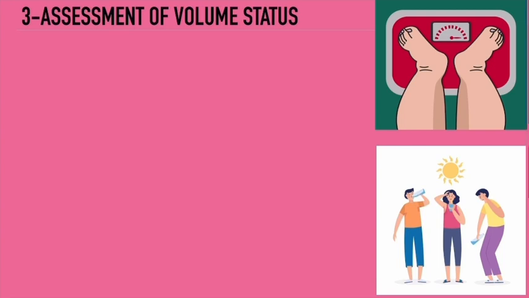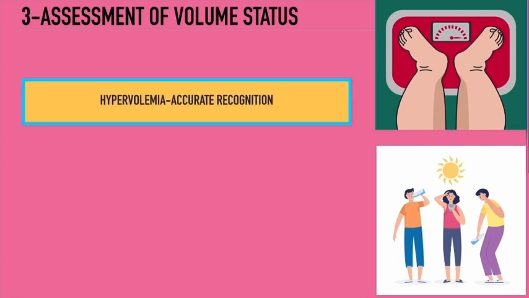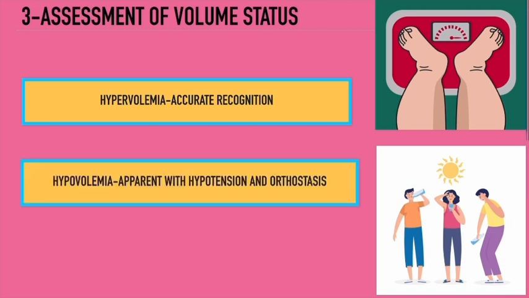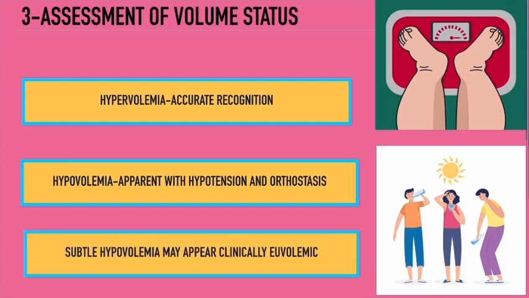And the third question is assessment of volume status. Based on the volume status, patients are divided into hypervolemic, euvolemic, and hypovolemic. Hypervolemia is very evident in physical examination. We can see pedal edema, raised JVP, ascites, etc. And severe hypovolemia is also evident with hypotension, orthostatic hypotension or tachycardia. But it is very difficult to differentiate subtle hypovolemia from clinical euvolemia. So this is an important step in clinical examination.